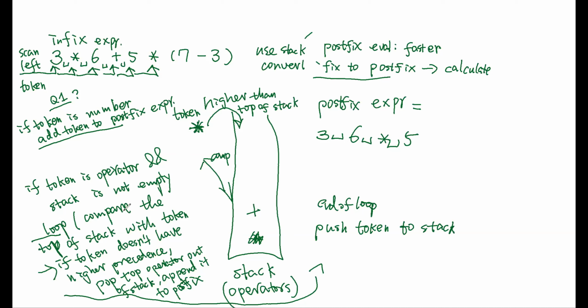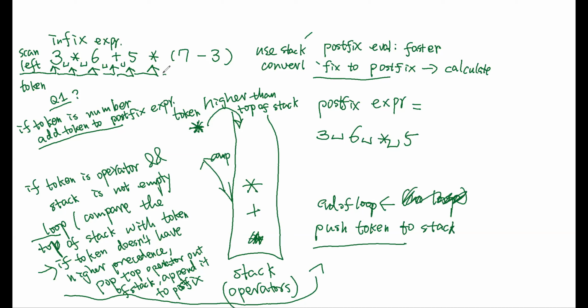Is it? Because it's higher than the top of the stack, so no loop in this case. So it will not go inside the loop. What it's going to do is just push that token to the stack, because you compared, is it?